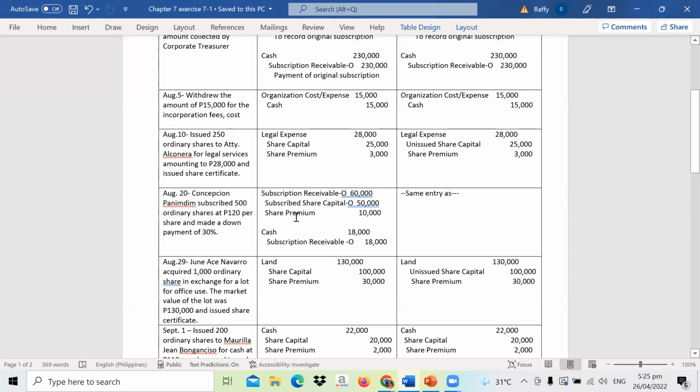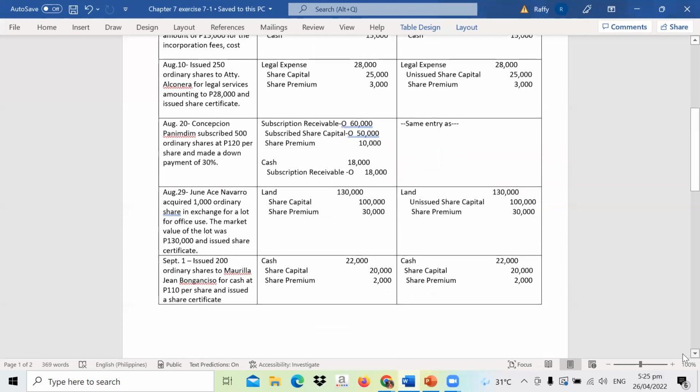Okay. And then for the 30% down payment, this will be your entry. You debit cash 18,000 and then you will credit subscription receivable ordinary 18,000. Again, same entry under journal entry method.